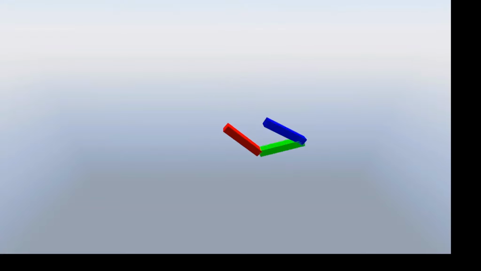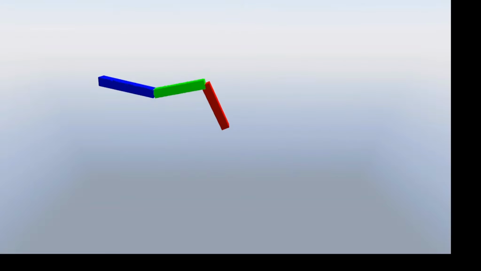Here you can see a pendulum containing 3 different bodies. This is a physical simulation, and let's see what will happen if I start the simulation. You see, this is a very chaotic behavior, and it's not easy to predict just by looking at it where the blue part of the pendulum will be in the near future.